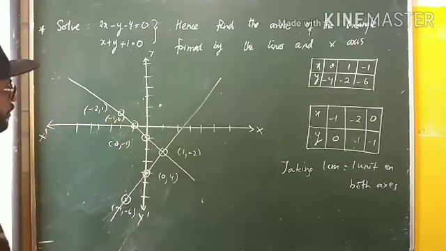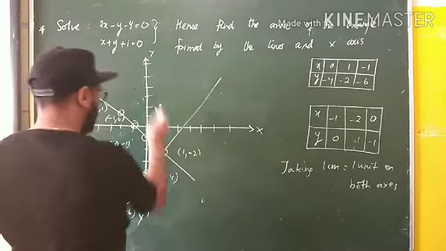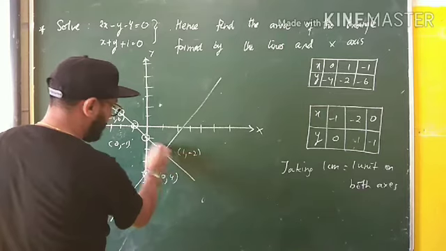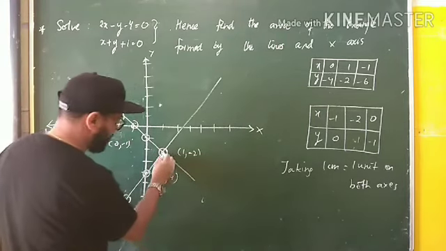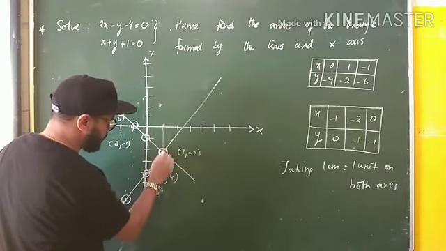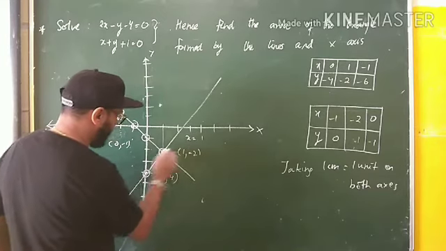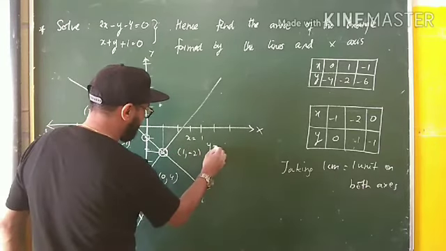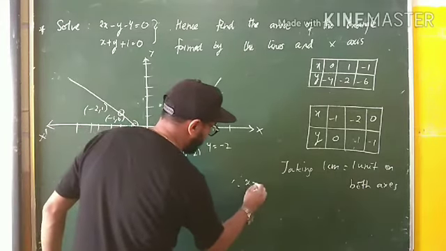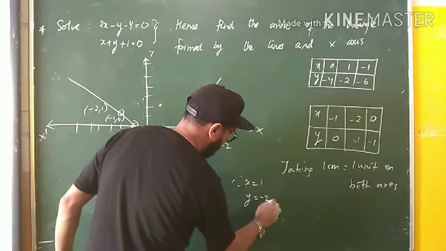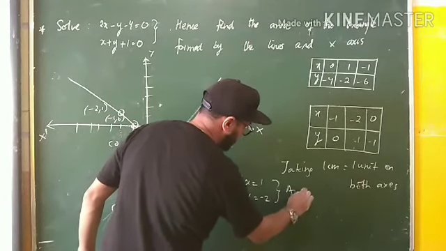Okay. Now we're solving. Both these lines meet at the same point. At this point, x is 1 and y is minus 2. So therefore, x is equal to 1 and y is equal to minus 2. So this is the answer.